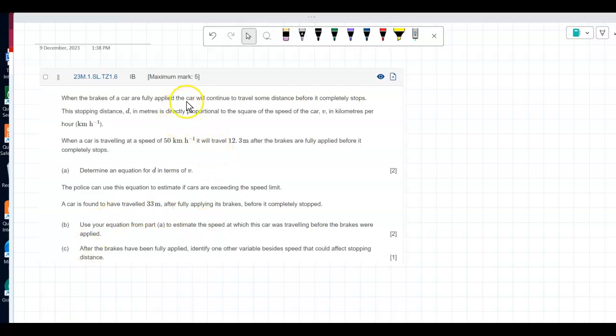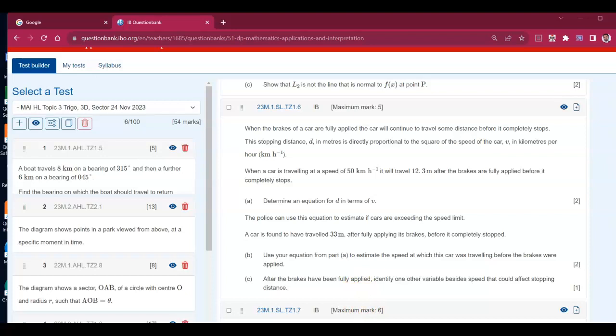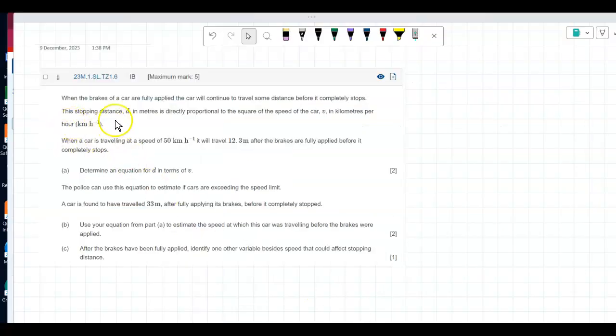When the brakes of a car are fully applied, the car will continue to travel some distance before it completely stops. Correct? This stopping distance d, measured in meters, is directly proportional to the square of the speed of the car.